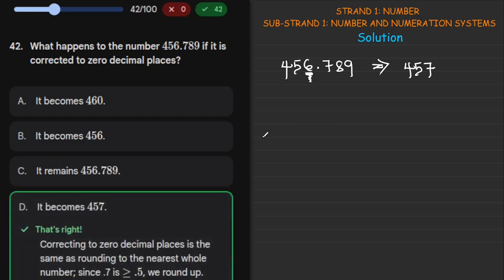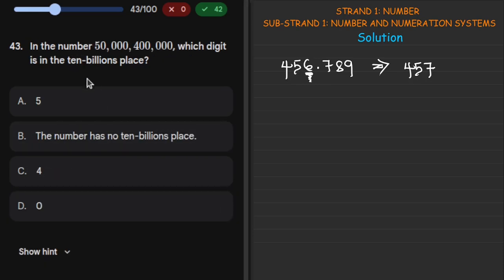So take note. Correcting to 0 decimal places is the same as rounding to the nearest whole number. We are rounding to the nearest whole number. So we decide on where we have our first whole number, that is the digit before the decimal point, we then go to the digit after the decimal point, which is our decider, and then we do the needful.